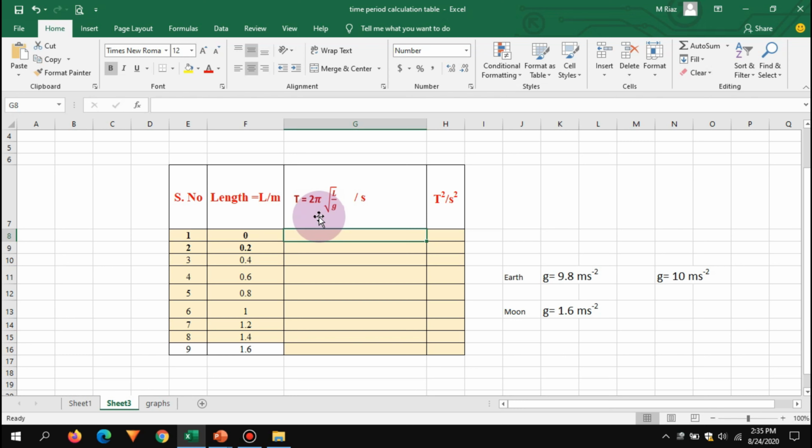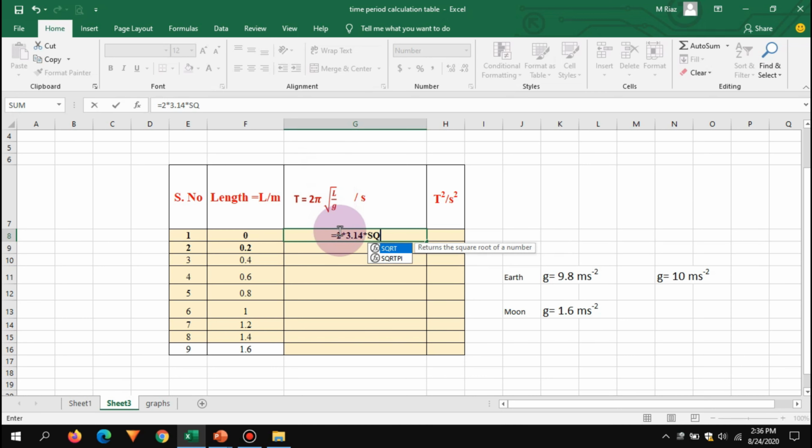Now I am going to show you how to calculate time period by using this formula directly. What do you do? You press the equal sign, then 2 multiplied by pi. The value of pi is 22 by 7, or simply take it 3.14, times, then there is square root. Over here is sqrt, which is the square root function in Microsoft Excel, start bracket. Now there is L divided by G. L is this, divided by G is 10, which is this value. Bracket close and press enter.